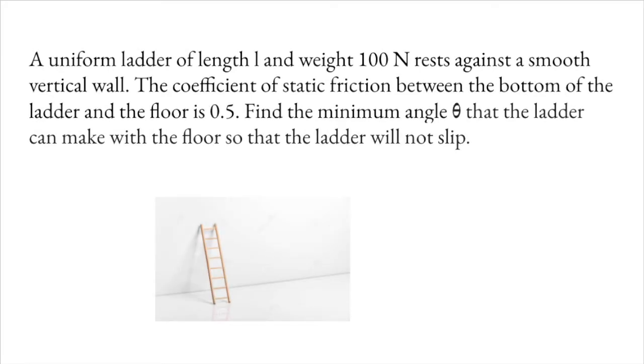So here's the problem we'll be doing. A uniform ladder of length L and weight 100 newtons rests against a smooth vertical wall. The coefficient of static friction between the bottom of the ladder and the floor is 0.5. Find the minimum angle theta that the ladder can make with the floor so that the ladder will not slip.